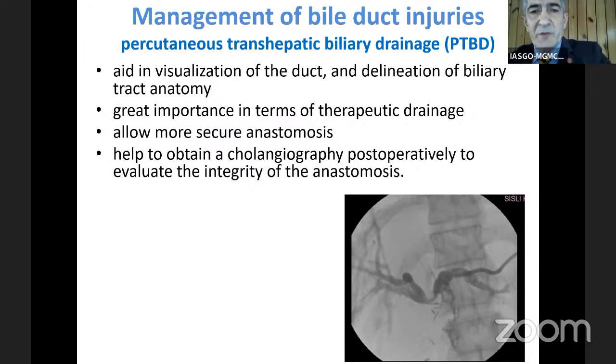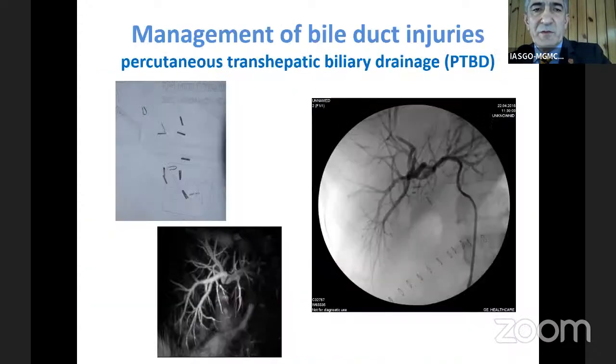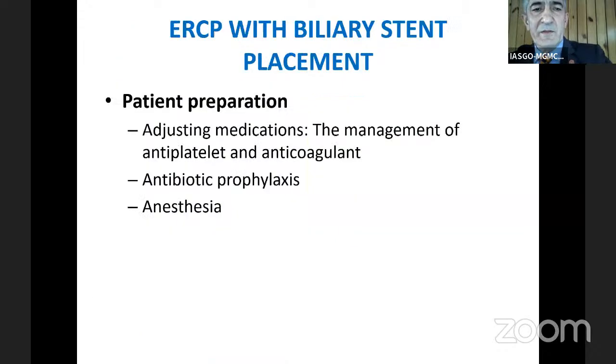injury, a percutaneous biliary drainage catheter can help us with delineation of the biliary tract anatomy and is of great importance in terms of therapeutic drainage, allows a more secure anastomosis, and helps to obtain a cholangiography postoperatively to evaluate the integrity of the anastomosis. This is another patient of ours with a portal vein injury, and we also used a percutaneous biliary drainage catheter in this patient. This is another patient.